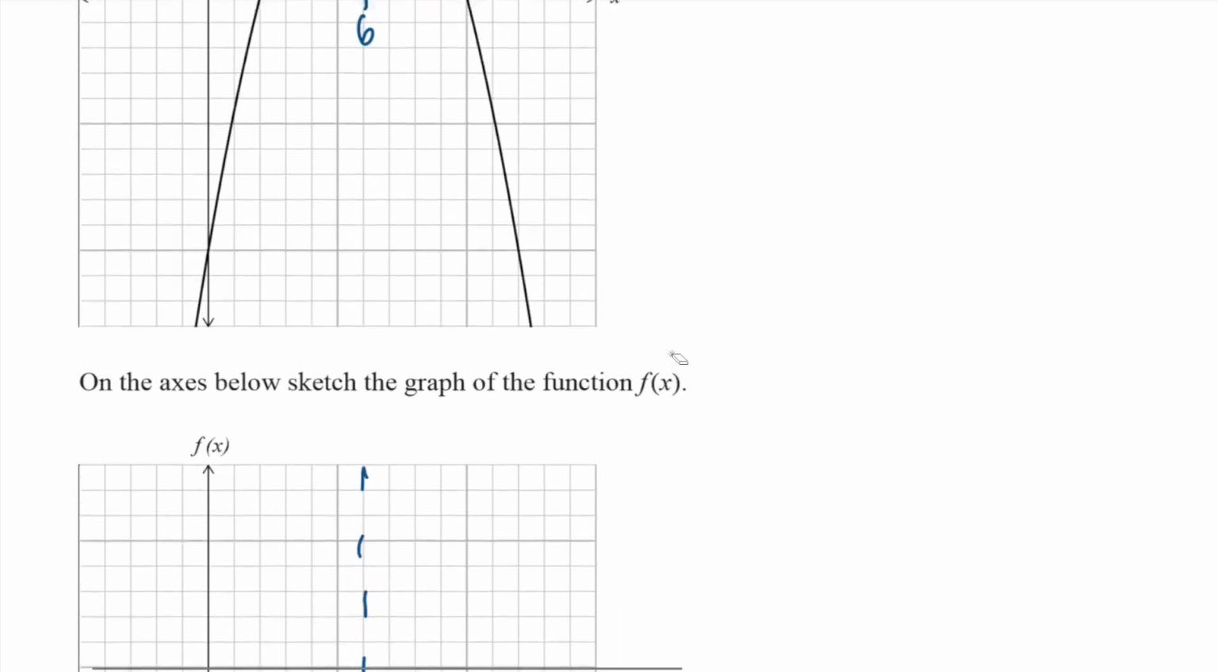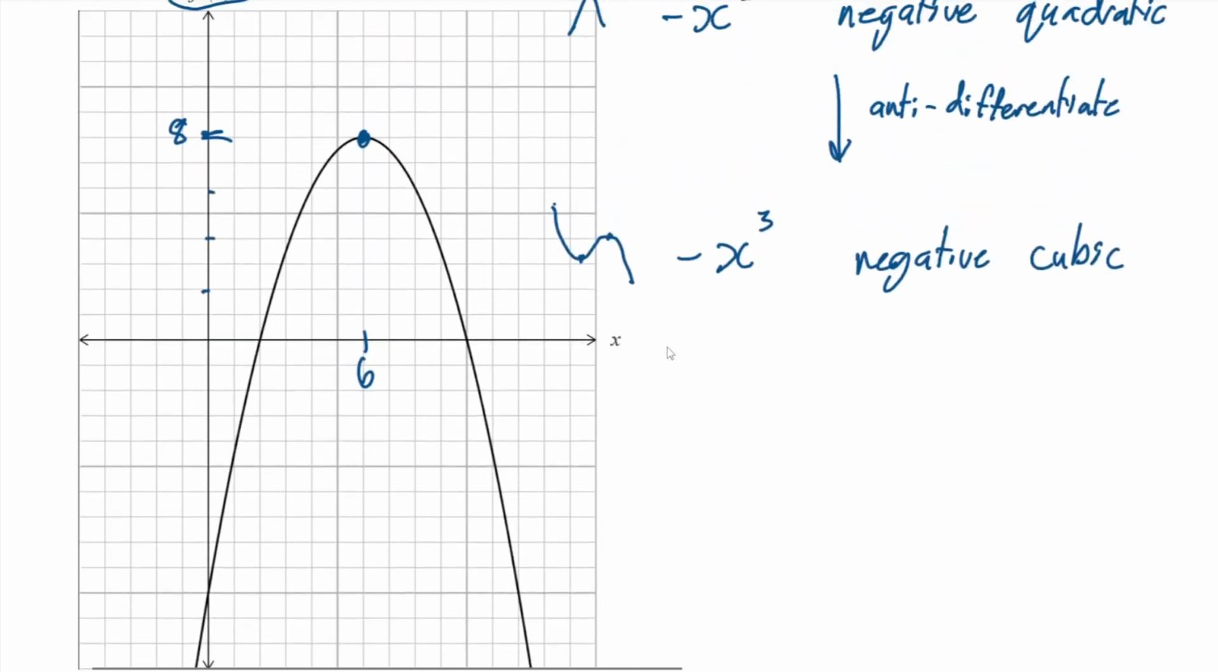Now that point's not super useful to us for sketching. What is useful to us is when the gradient is equal to 0. So on our gradient function, that corresponds to these x values of 2 and 10. All right, or the second and the 10th grid line.